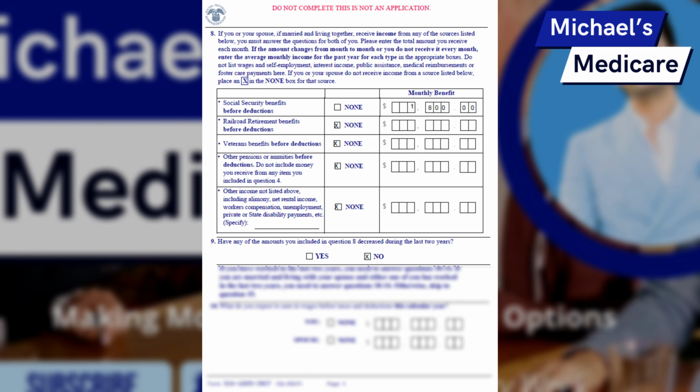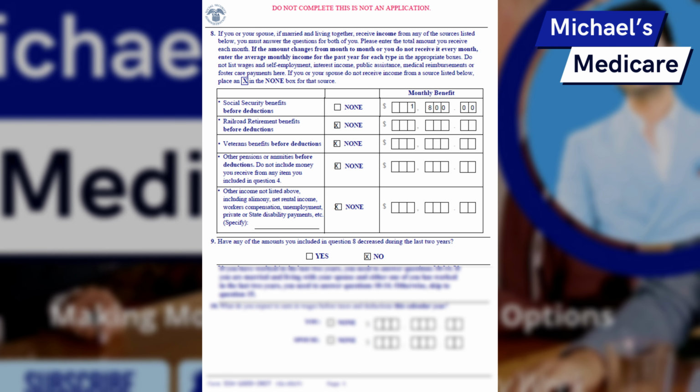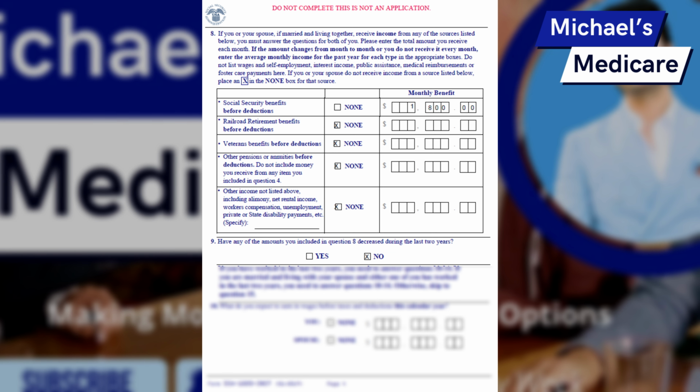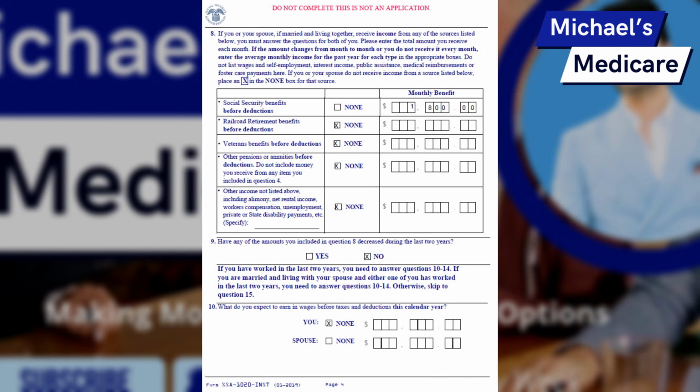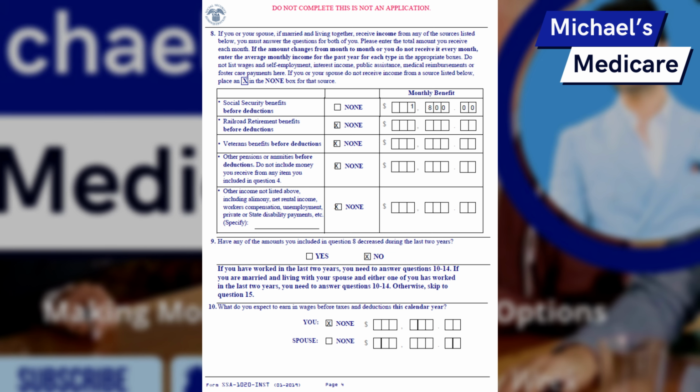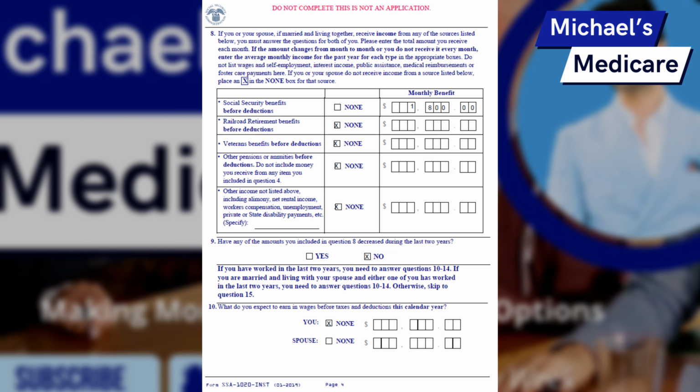Number 9, have any of the amounts included in the question decreased in the last 2 years? No, thanks to the COLA, it goes up. Questionably enough, but it does always go up. It doesn't go down. If you have worked in the last 2 years, you need to answer questions 10 through 14. If you are married and living with your spouse, and either one of you has worked in the last 2 years, you need to answer questions 10 through 14. Otherwise, skip to question number 15.